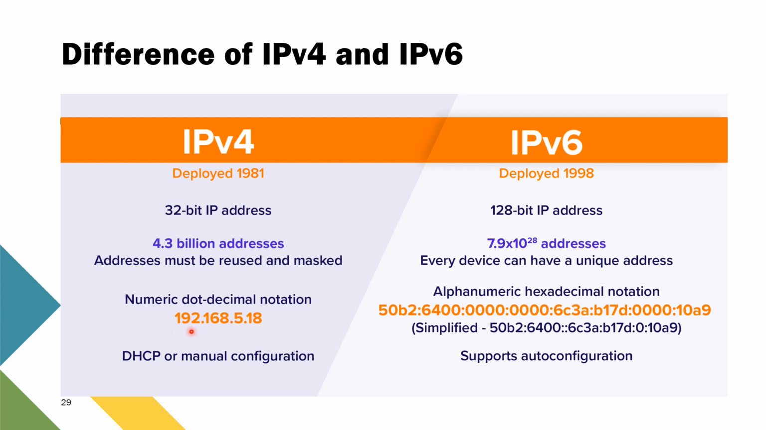You can see all numbers with dots in between, while IPv6 uses alphanumerical hexadecimal notation, where letters and numbers are combined inside the address. For IPv4, it uses DHCP or manual configuration, but IPv6 supports auto configuration.